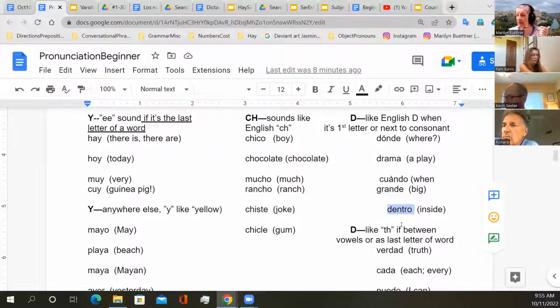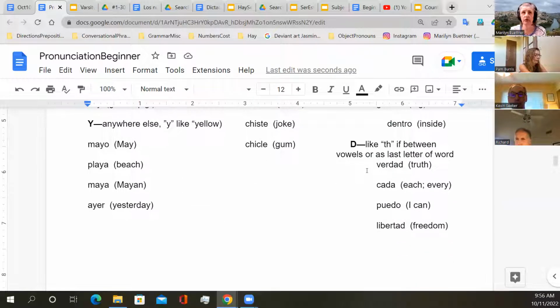And then we've got a word that means inside, dentro. Dentro. Okay. So this is when a D is the lead-off, when it's the first letter of a word, or when it's paired up next to a consonant. It gets that da, da, da sound.